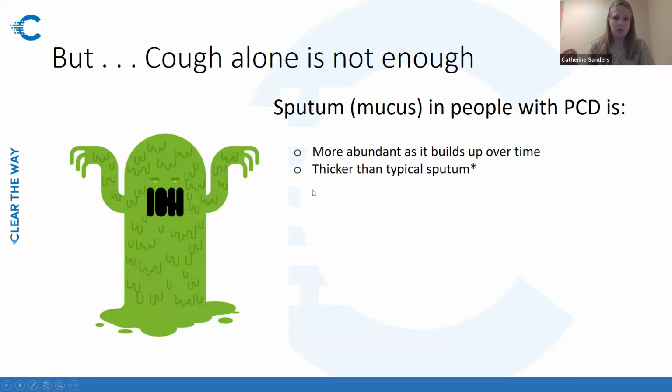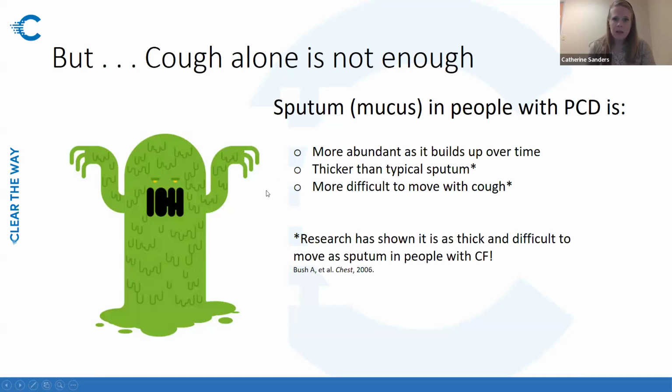It's thicker than typical mucus. So usually the mucus that's produced is nice and thin and easy to move, but in people who have PCD, it tends to be thicker. And it's more difficult to move with just cough alone. So people may be able to cough up some, but there may be some that's so thick that it's difficult to cough up.